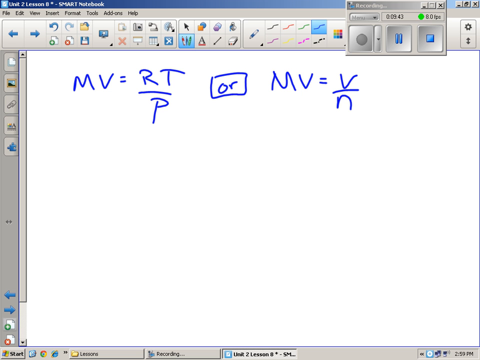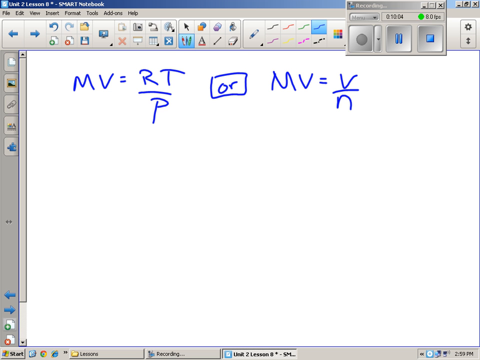Okay? You're going to use one of those 2 formulas. Which one do you need to use? Well, it depends on the information you're given. If you're talking about volume and moles and stuff like that, I'd probably use the one on the right. If you're talking about pressure and temperature and you see that kind of stuff in the question, or you're looking for temperature or pressure, I'd probably use the one on the left.